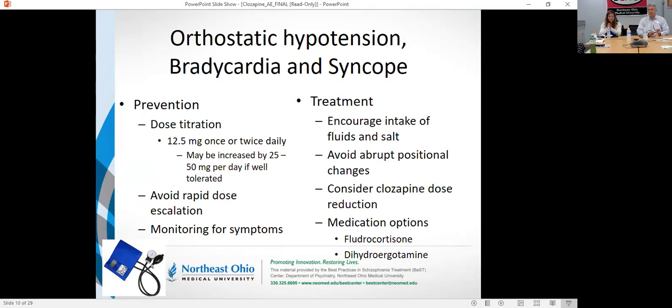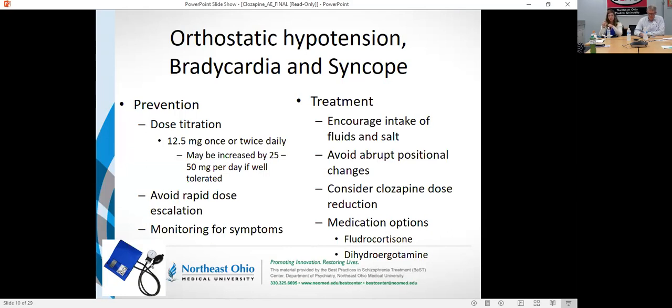If the patient becomes symptomatic with the orthostatic hypotension or they develop the bradycardia, there's quite a few non-pharmacologic treatments that are recommended. So encouraging intake of fluids and of salt to help build up the blood volume. Avoiding abrupt positional changes, so having the patient take a little bit of time as they're going from a seated to a standing position. Consider a reduction in the clozapine dose if that's appropriate for the patient, if they could tolerate that, could help with the patient developing some tolerance and tolerability to those effects. Again, they tend to be transient in most patients.